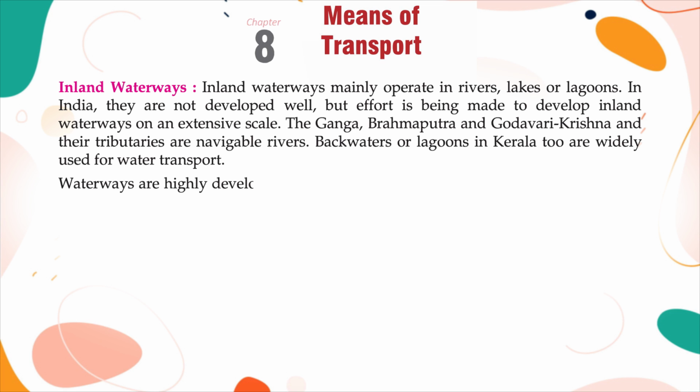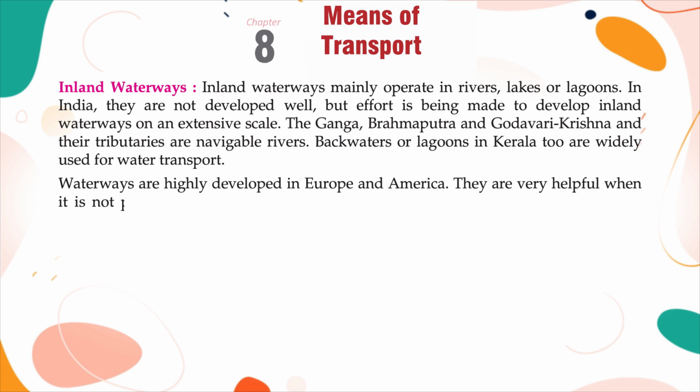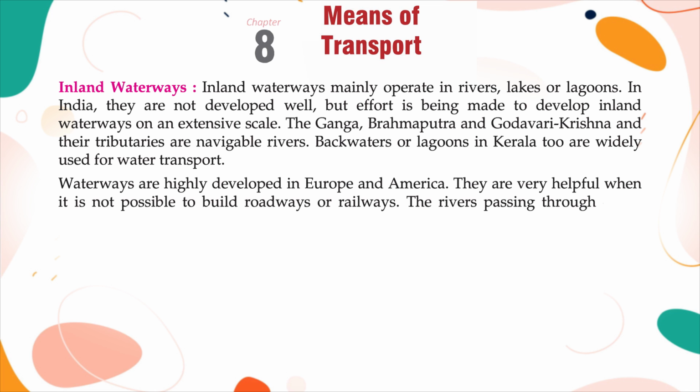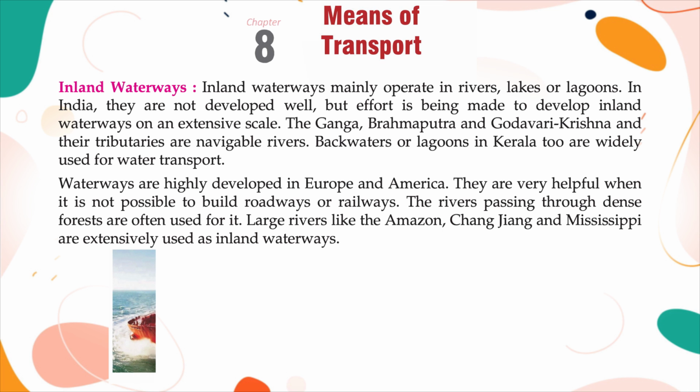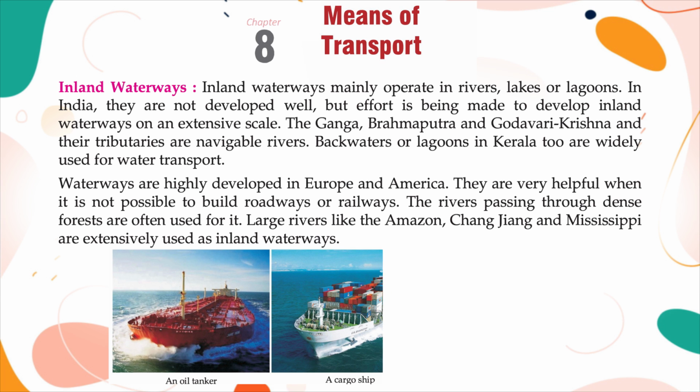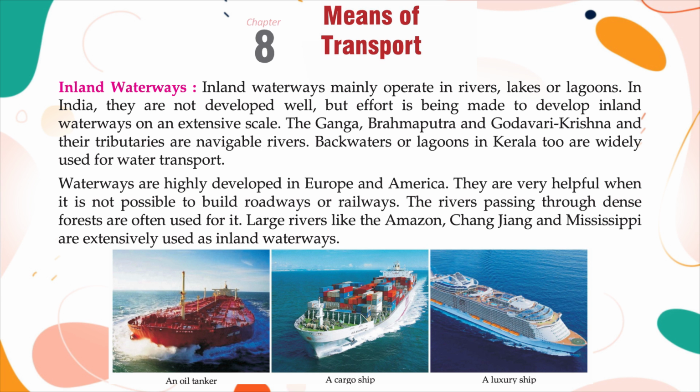Waterways are highly developed in Europe and America. They are very helpful when it is not possible to build roadways or railways. The rivers passing through dense forests are often used for it. Large rivers like the Amazon, Changjiang, and Mississippi are extensively used as inland waterways. An oil tanker, a cargo ship, a luxury ship.